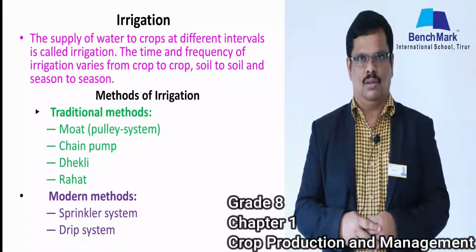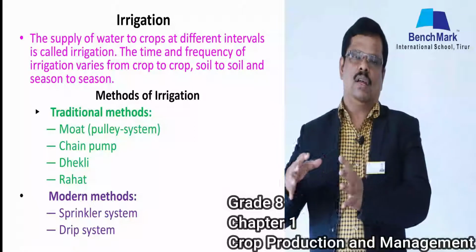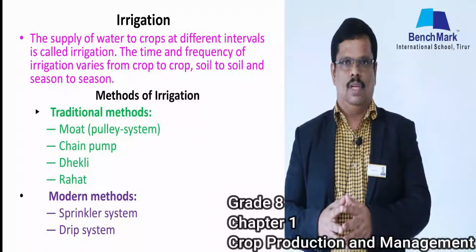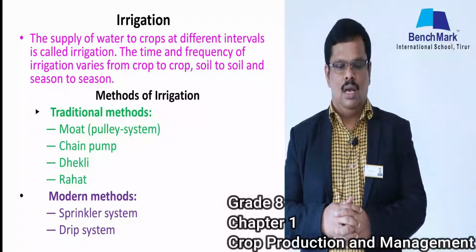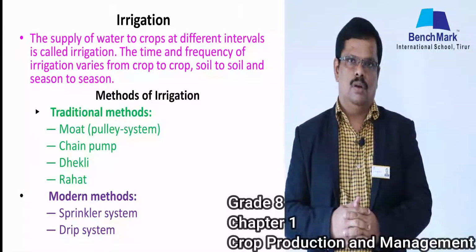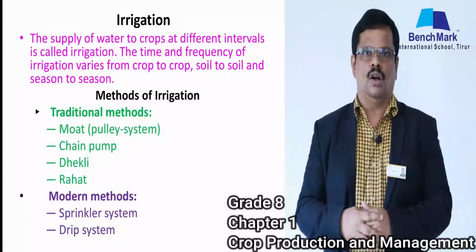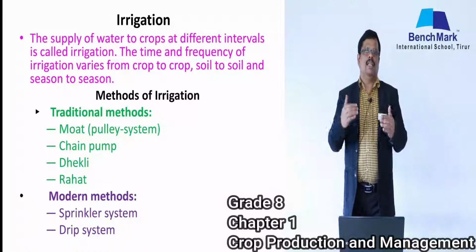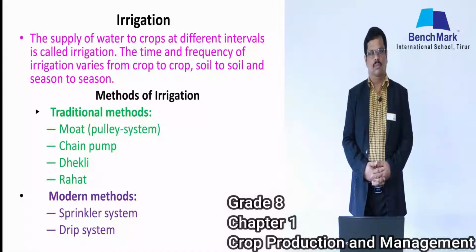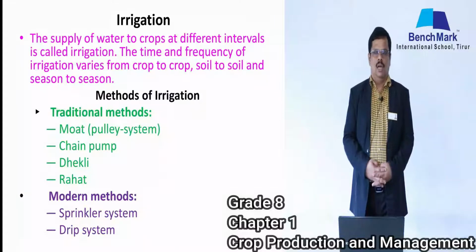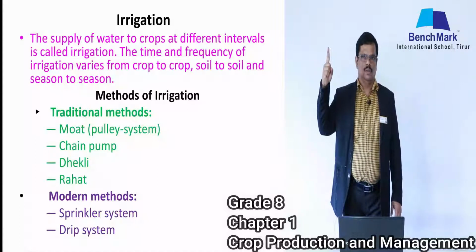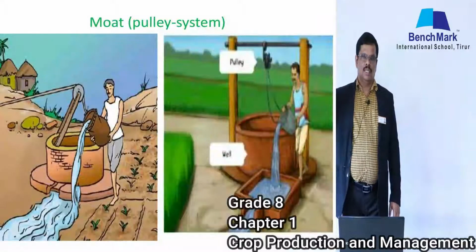What is irrigation? It is watering the plants at different intervals of time. It depends on season to season, and it depends on crop to crop. So this is what today we are going to deal with. So let us see the methods of irrigation. There are traditional as well as modern. So first, the traditional one is mode. That is the pulley system.